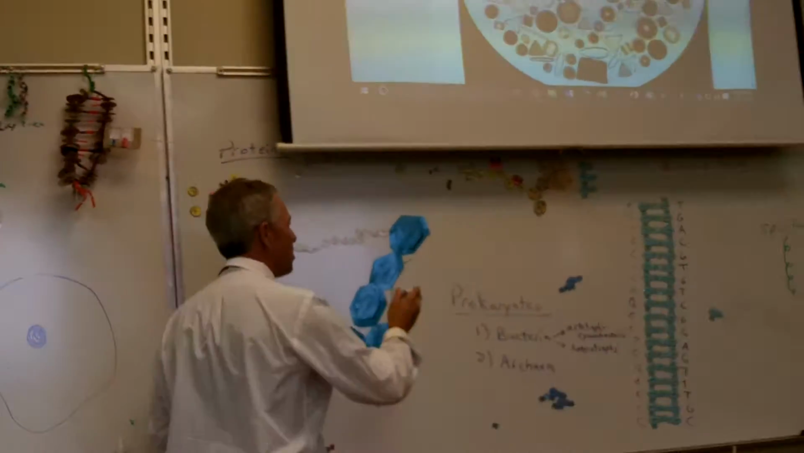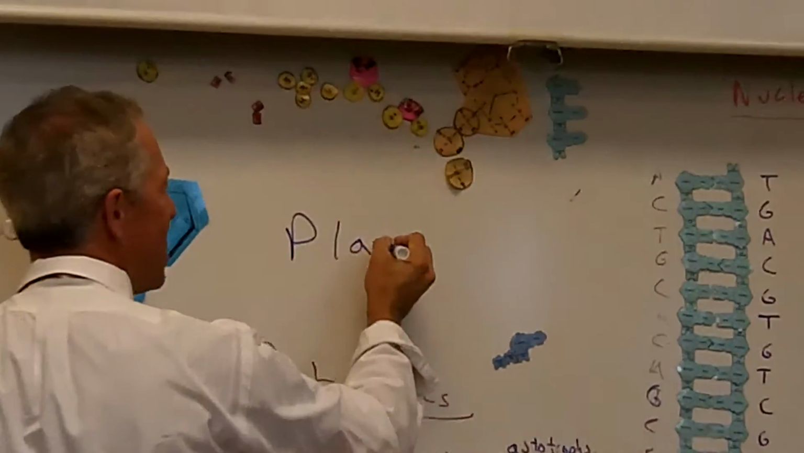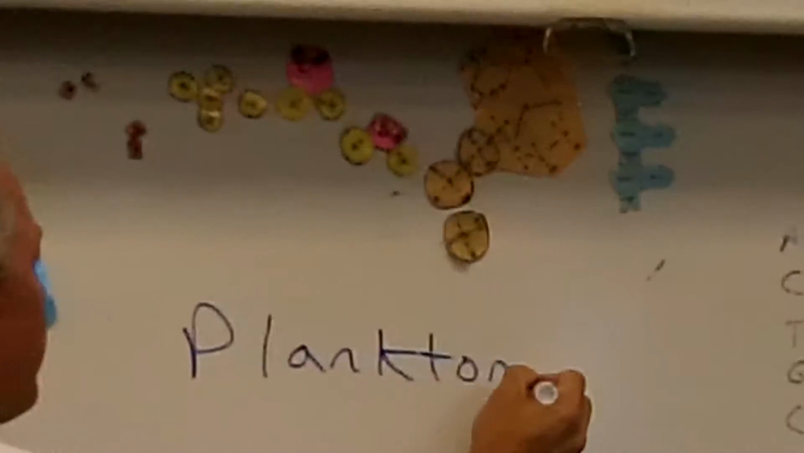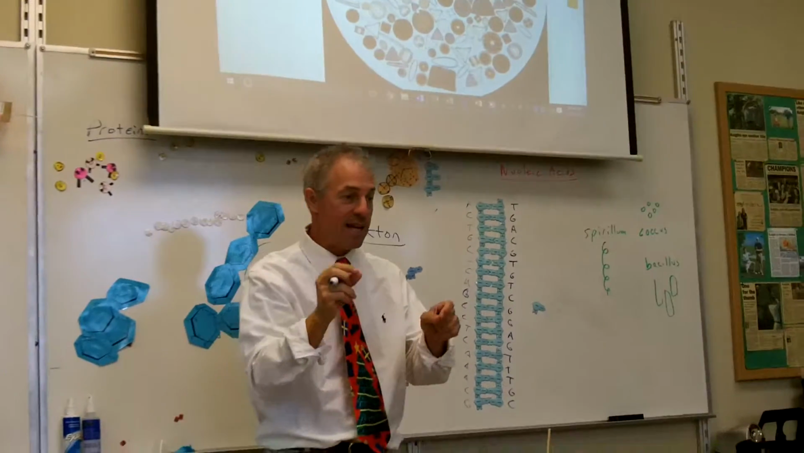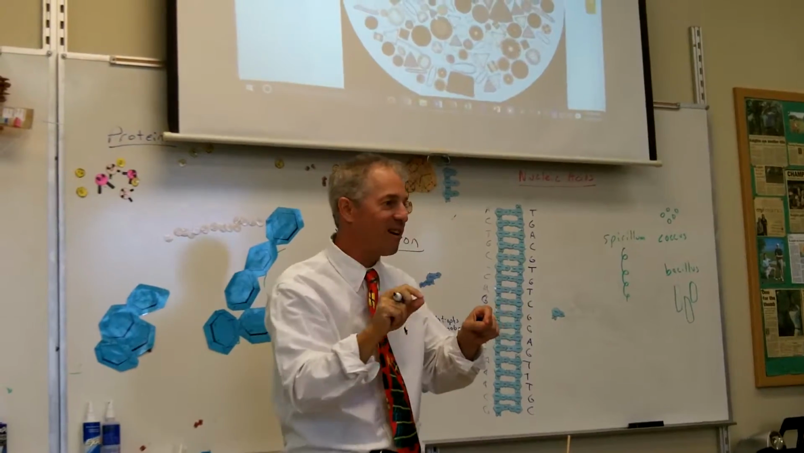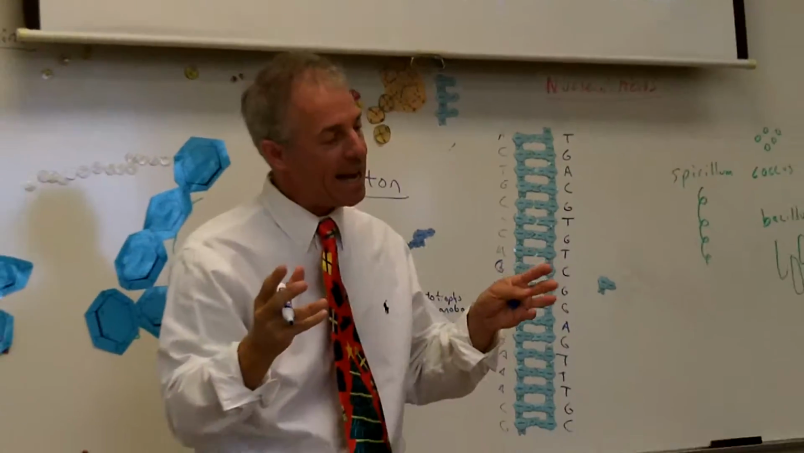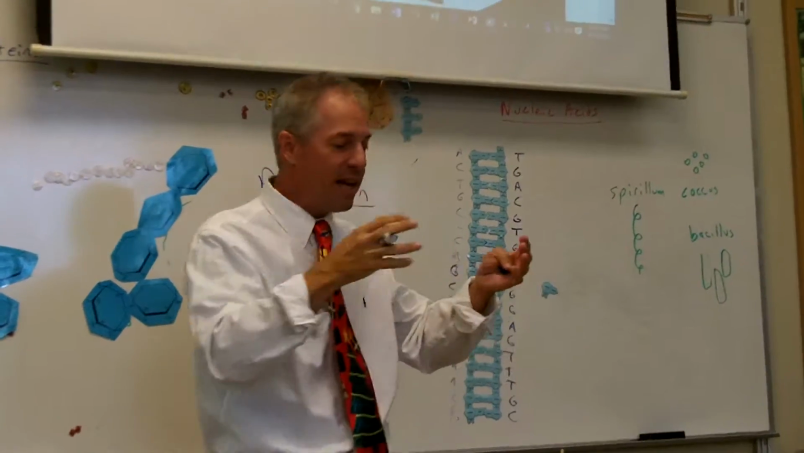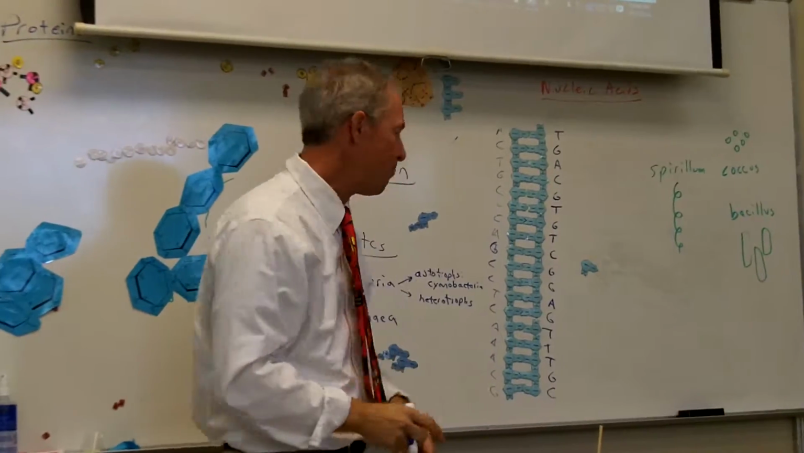Now we have this general term that you have to learn. It's called plankton. Can you say plankton? Plankton. Plankton is just a word that means cell floating around in the ocean. And it could make its own food. It could be something that's eaten.